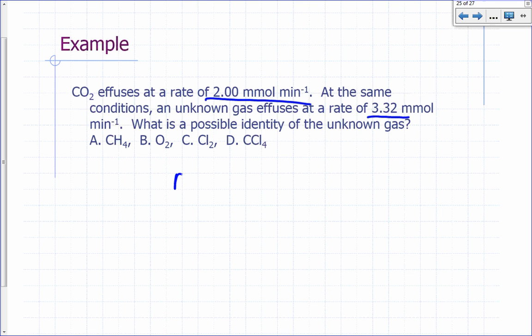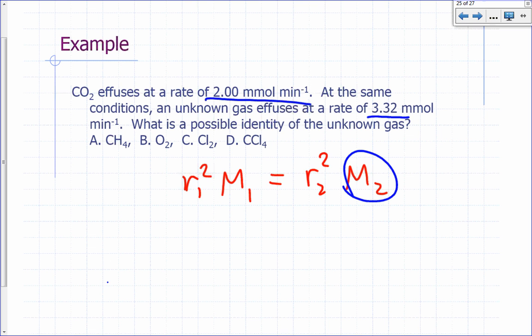Well, you use R1 squared M1, let's do the squared version. So you're going to say R1 squared times M1 equals R2 squared times M2. Okay, so M2 is our unknown. So let's solve for M2. M2 equals R1 squared M1 over R2 squared.